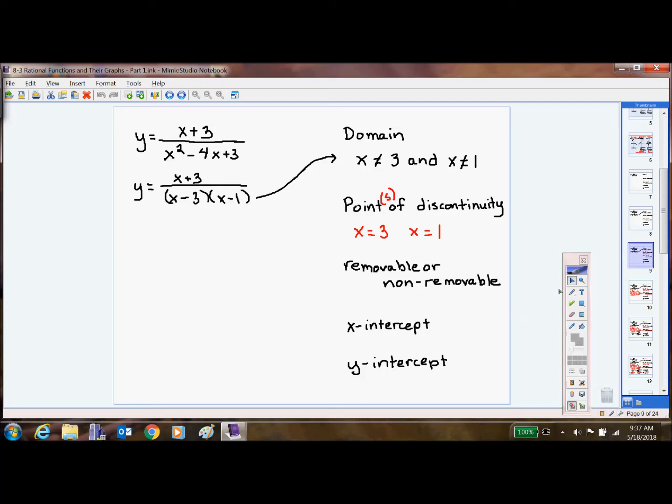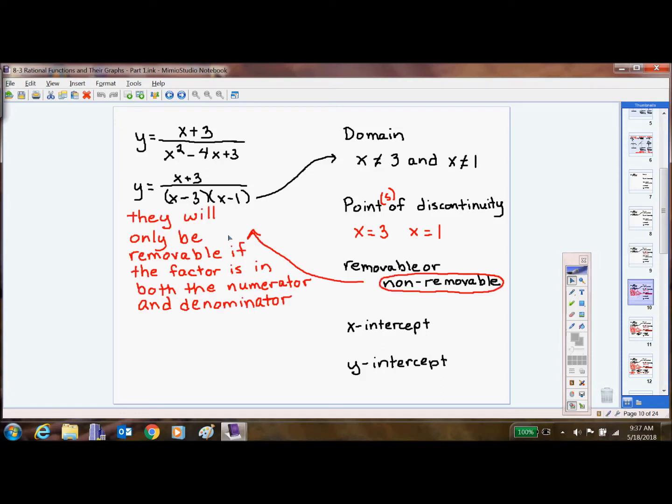Removable or non-removable points of discontinuity. I think Bryce, your hand was up earlier first. Non-removable. Okay, good. And that follows our pattern before. What you need to write into your notes is they are non-removable, and they're only going to be removable if the factor is in the numerator and the denominator and they can cancel out.